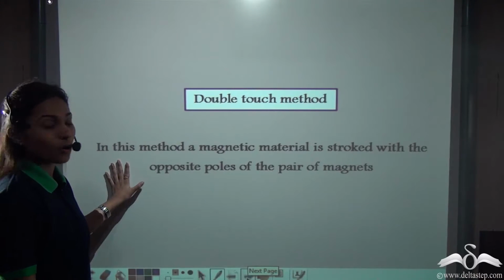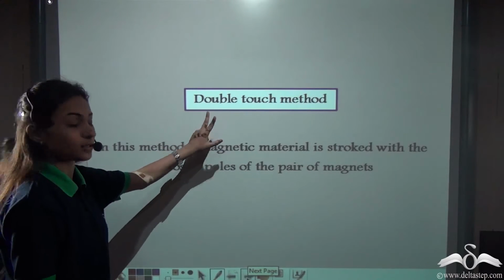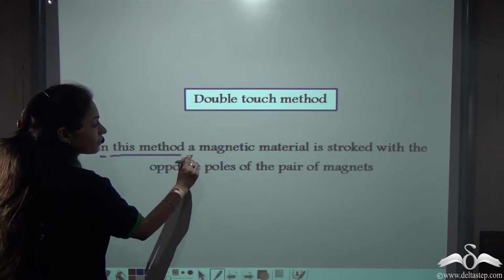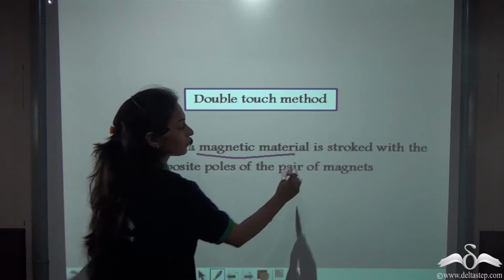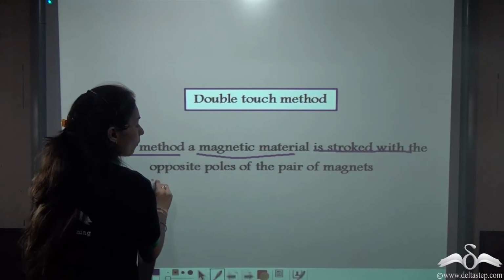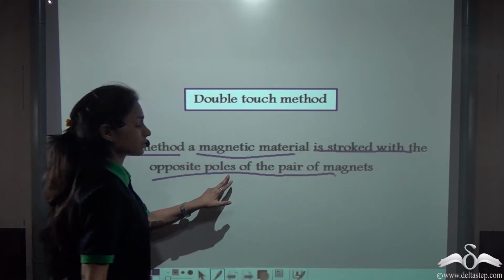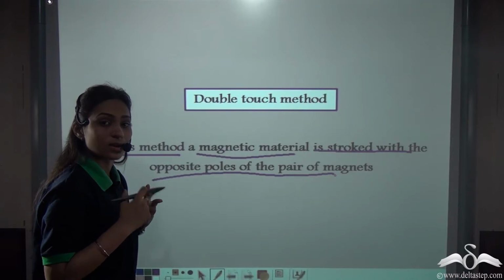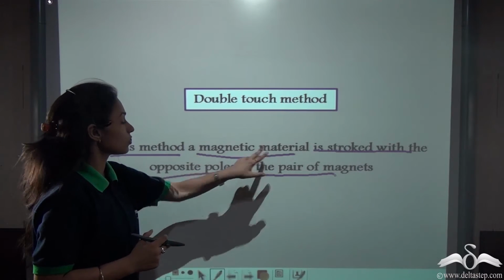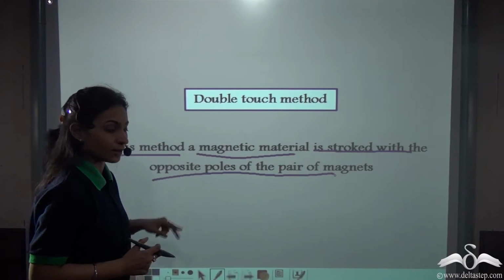Now this method you saw was called the double touch method. What did we do? In this method, a magnetic material, that is the steel strip AB, is stroked with the opposite poles of the pair of magnets. Now the opposite poles of that magnet, that is the north pole over south pole and the south pole over north pole, those were stroked with the opposite poles of the magnet.